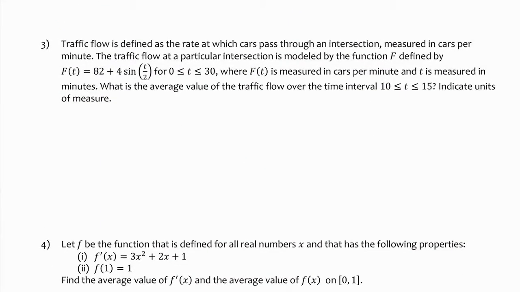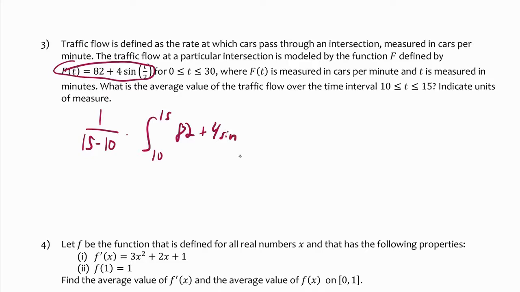This next question is about traffic flow, the rate at which cars pass through a function is measured in cars per minute. The flow itself is modeled by this function f right here, and it wants the average value of the traffic flow over the time interval 10 to 15. So this is 1 over 15 minus 10 times the integral from 10 to 15 of 82 plus 4 times the sine of t over 2 dt.